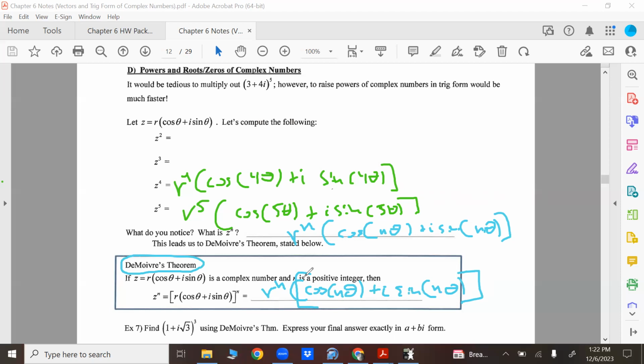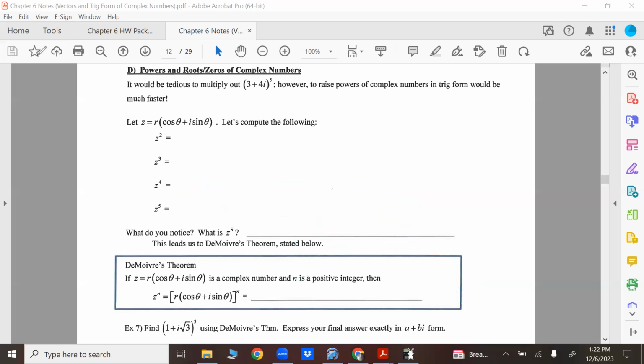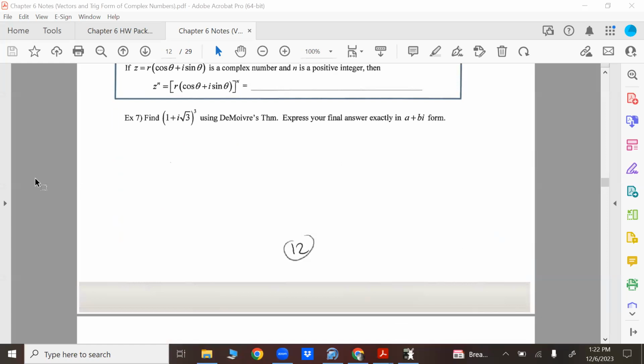All right. So example 7, we're going to apply De Moivre's theorem, which just means you identify what r is, you identify what theta is, and you just go to trig form and do it. So here we go. What's r going to be? The r should be pretty easy. What's r, guys? 2. Theta should be pretty easy. We're in the first quadrant. What's theta going to be?